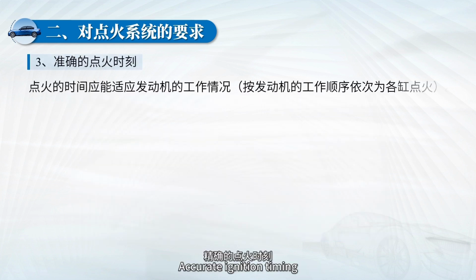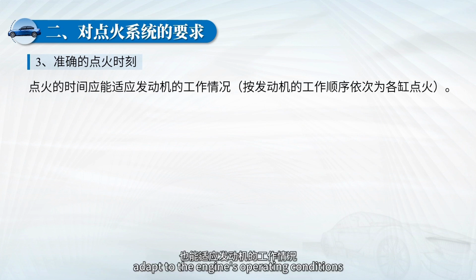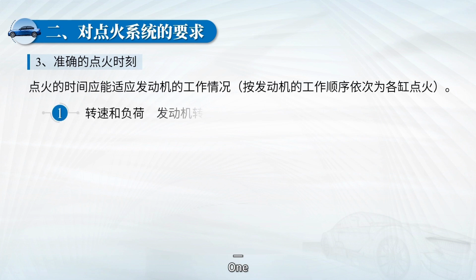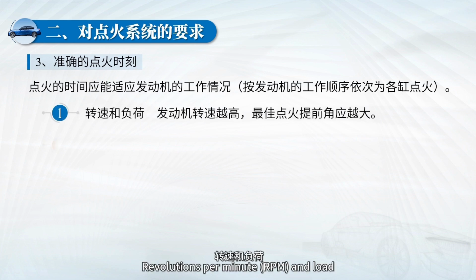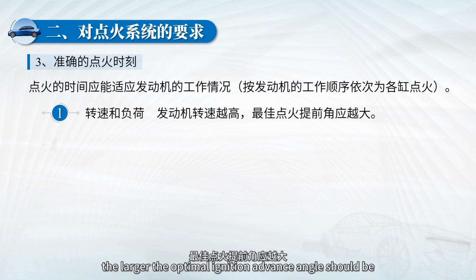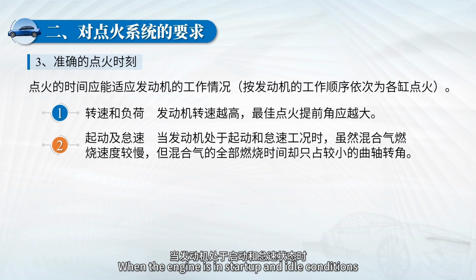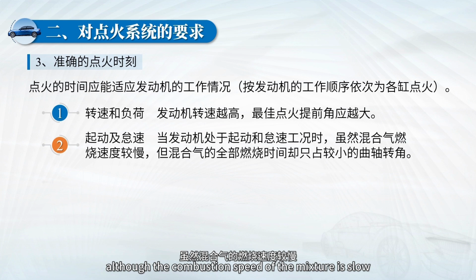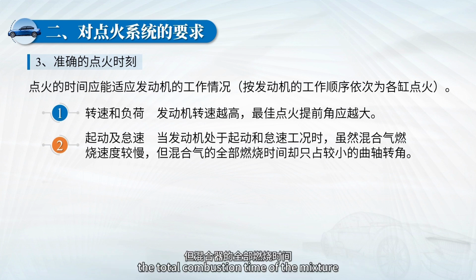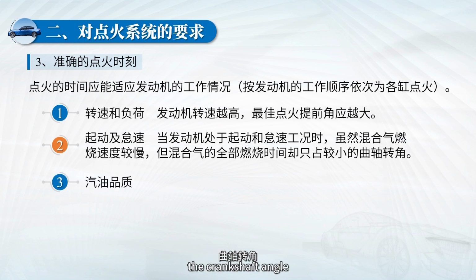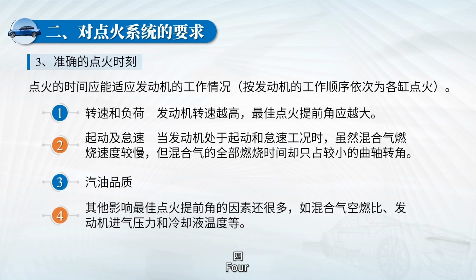3. Accurate ignition timing allows the ignition to adapt to the engine's operating conditions. 1. Revolutions per minute, RPM, and load. The higher the engine RPM, the larger the optimal ignition advance angle should be. 2. Startup and idle. When the engine is in startup and idle conditions, although the combustion speed of the mixture is slow, the total combustion time of the mixture occupies only a small portion of the crankshaft angle. 3. Fuel quality. 4. Others.